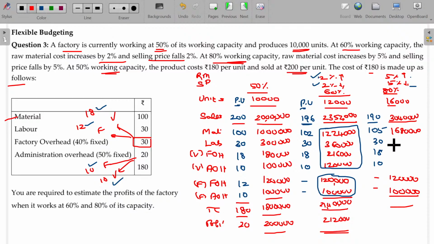Similarly, for labor, 30 into 16,000, 4 lakhs 80,000. And here, 2 lakhs 88,000, 10 into 16,000, 1 lakh 60,000 rupees. Total cost here being 28 lakhs 28,000. And your profit, the difference between sales and total cost, 2 lakhs 12,000 rupees. At 60% capacity itself, you make a nice profit of 2 lakhs 12,000 rupees. Is that clear? Shall I move on to the next one?